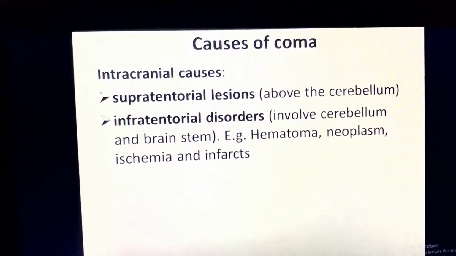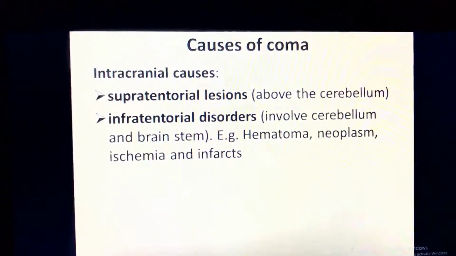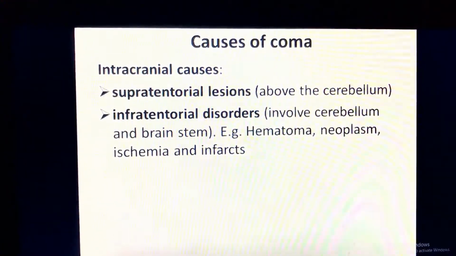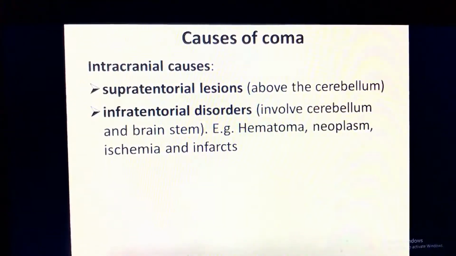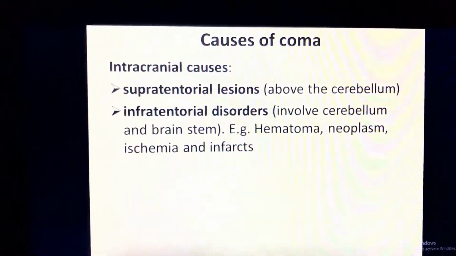What can cause coma? Intracranial causes. You can have supratentorial region, above the cerebellum, and infratentorial disorder involving the cerebellum and brain stem: hematoma, neoplasm, ischemia, or infarct.